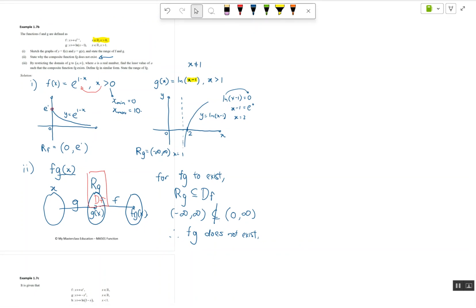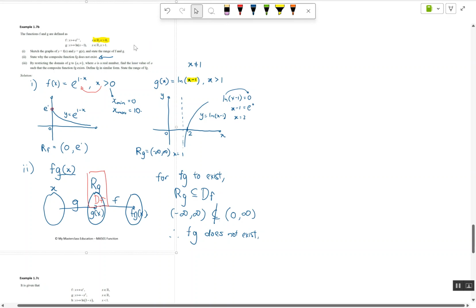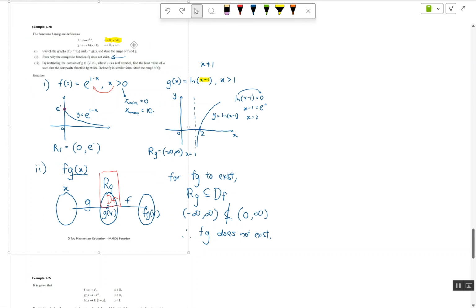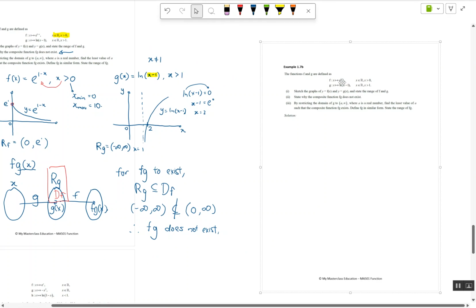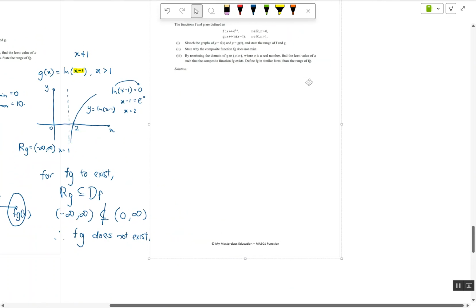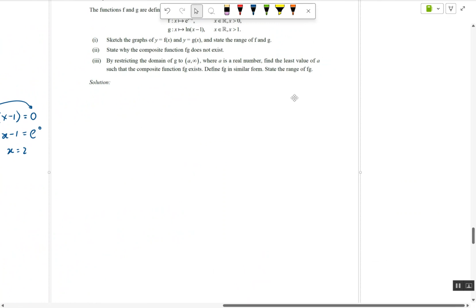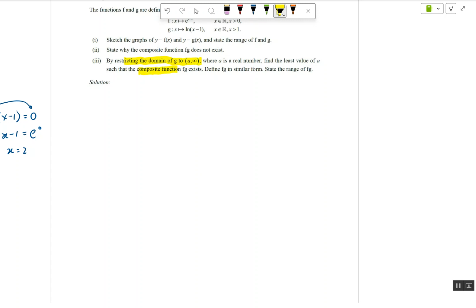Now for part 3, it's going to be a little bit more tricky, so I'm going to put it over here. Now I know that fg does not exist. The question asks you to restrict the domain of g to become from a to infinity. Find the least value of a such that the composite function exists. Define it in similar form and then state the range. There are going to be four things over here. So first, let me write down the range of g is from negative infinity to infinity.